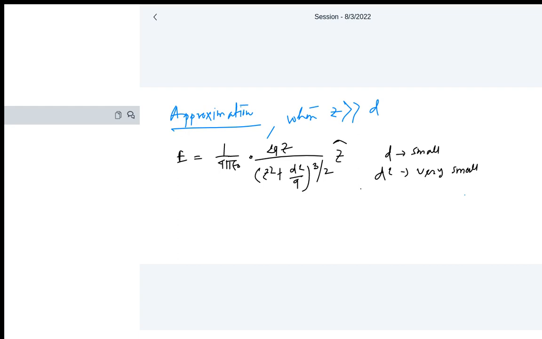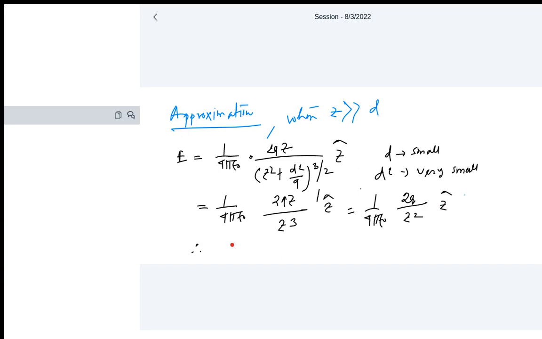Z is a large quantity and its square is also very large, and D is a very small quantity and its square is also very small. So large plus small means we still get a large quantity. So using this approximation we get 1 upon 4 pi epsilon naught 2qz upon Z cube Z cap, which equals 1 upon 4 pi epsilon naught 2q upon Z square Z cap.